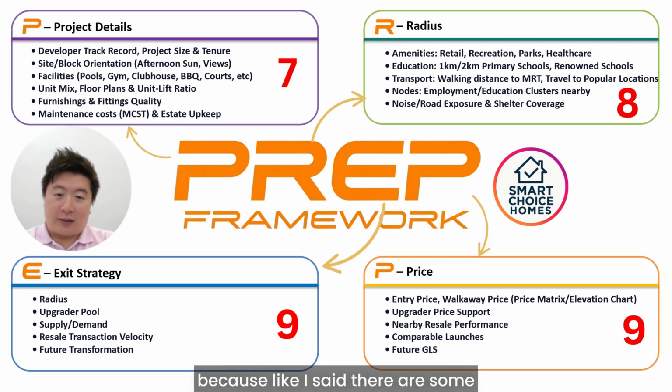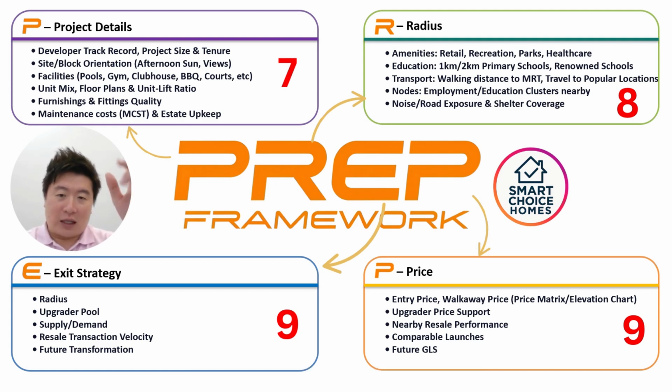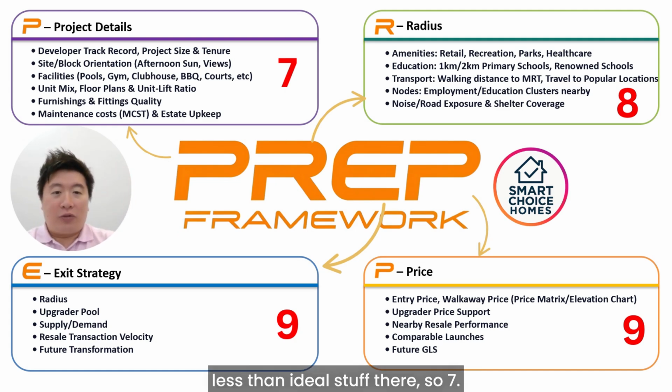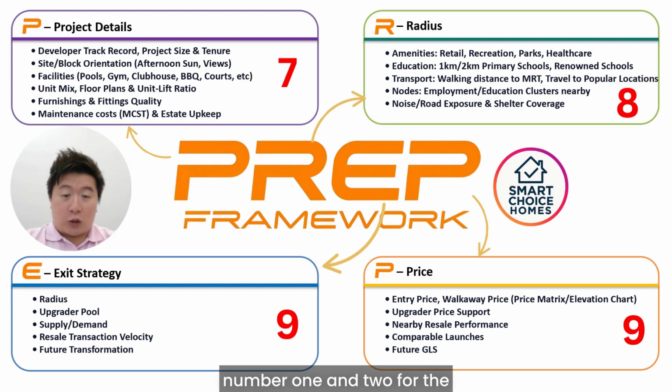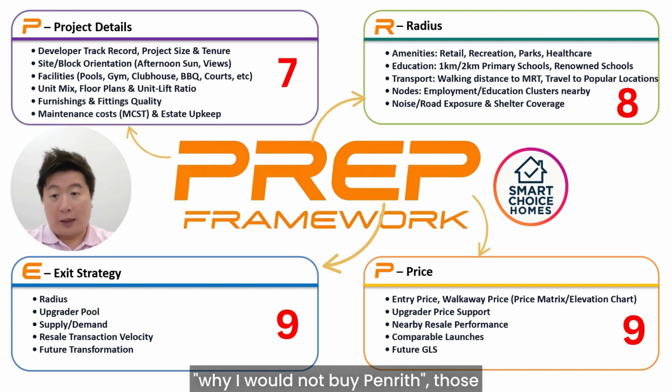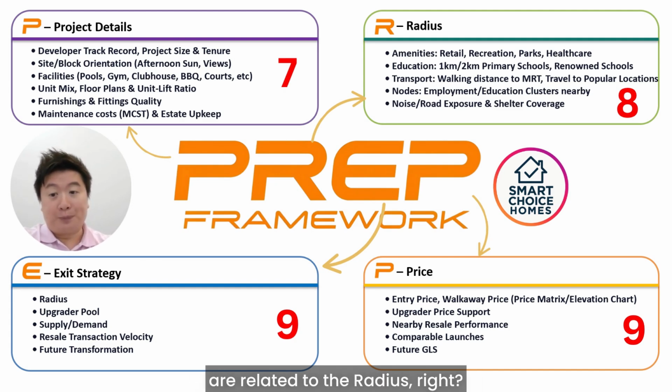Yeah, because like I said, there are some less than ideal stuff there. So 7. Radius is 8, and obviously, if you remember points number 1 and 2 for why I would not buy Penrith, those are related to the radius, right? No 1 km school, no MRT, no shopping mall connected directly to the MRT station, or at least near enough to the MRT station. So 8 points for radius.